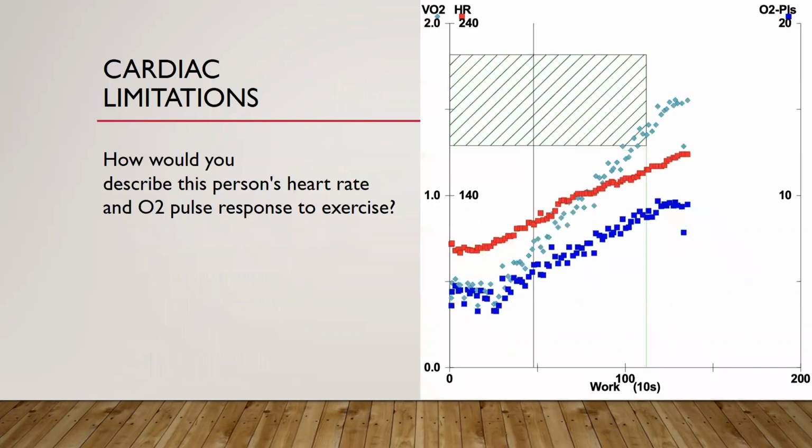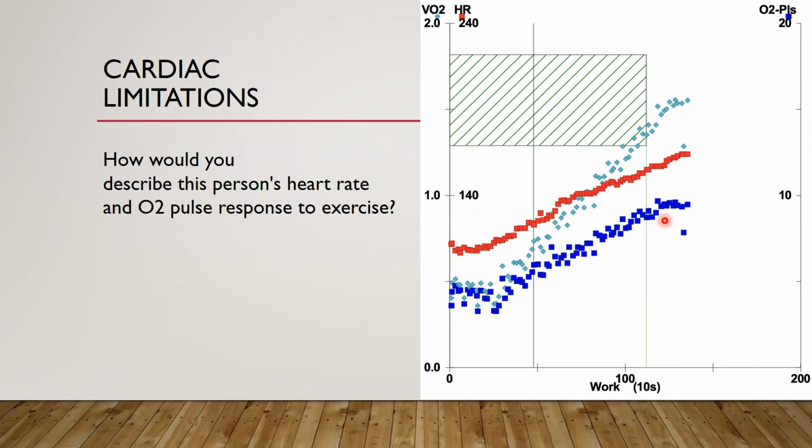All right, so another person here. How would you talk about this person's heart rate and O2 pulse with exercise? This is purely plotted per work, so there's no resting stuff here. Is this normal to you, abnormal to you? Are there certain things that would scare you? Do you notice any trends towards the end of exercise?